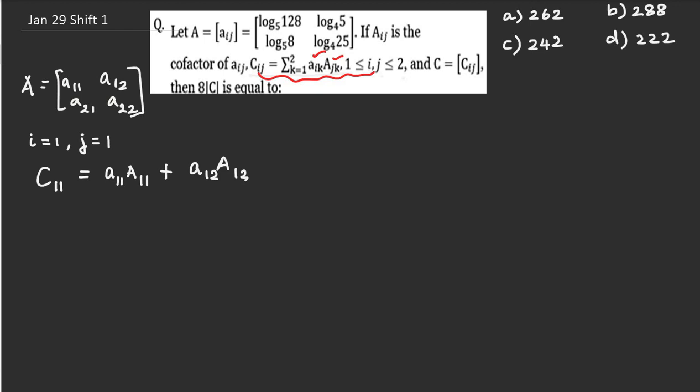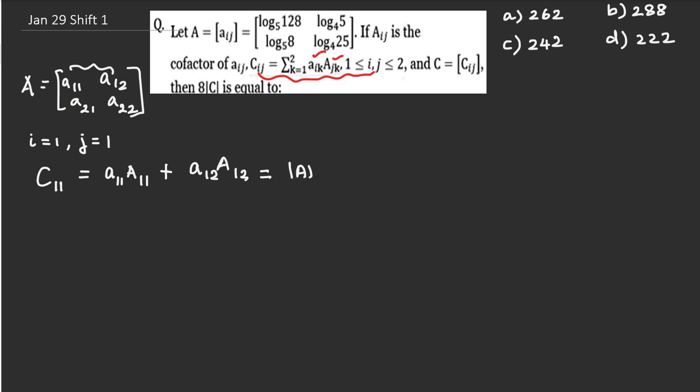Now, what is this sum of? We have learnt that if A is a matrix, the sum of the products of a row and its cofactor row is equal to the determinant of A.